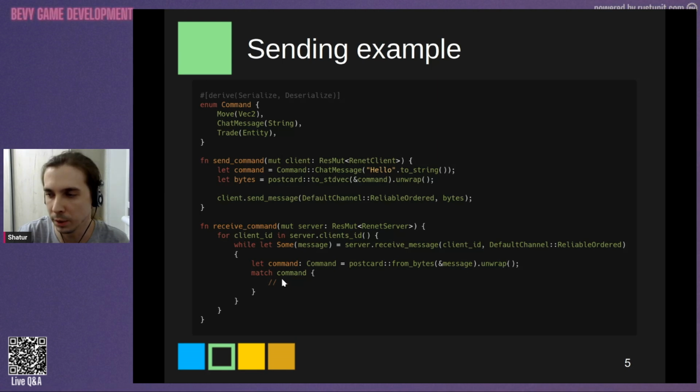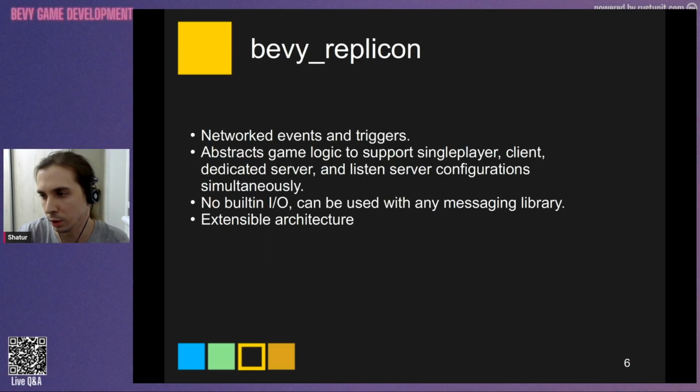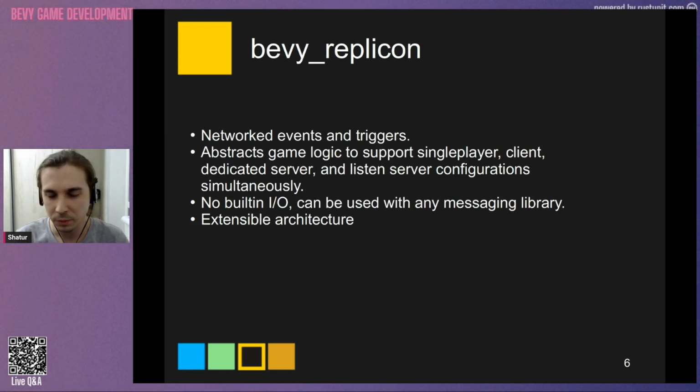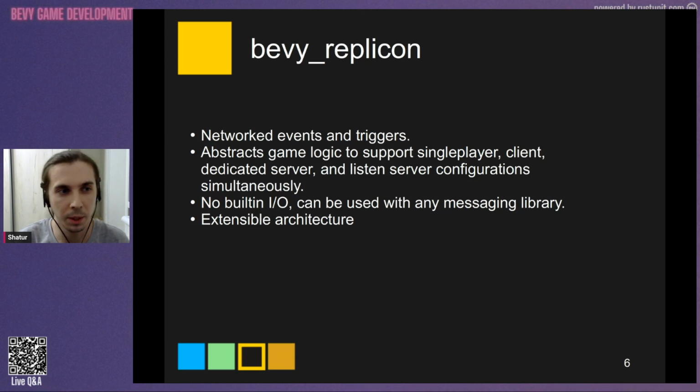When I started developing the crate, the ecosystem wasn't that robust. We didn't have Lightyear, and I found Naia, another networking crate, quite hard to work with. So I decided to implement my own. Originally, it was part of my game, but after some time, I decided to make it into a crate.